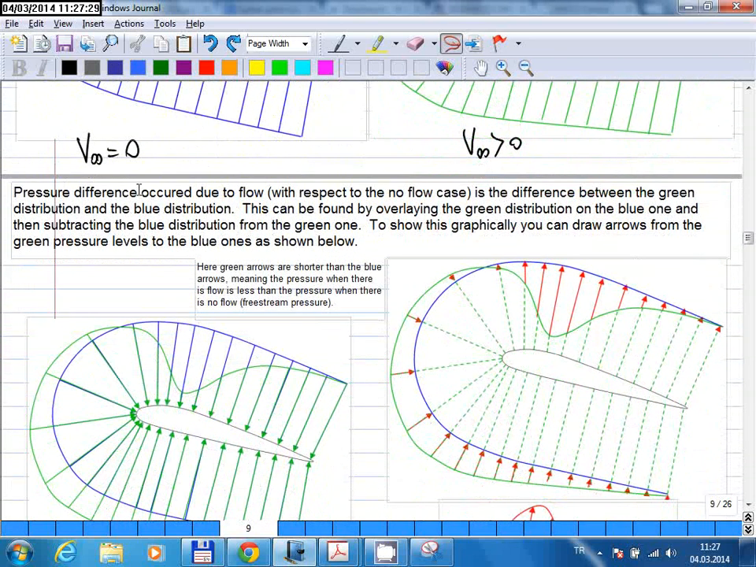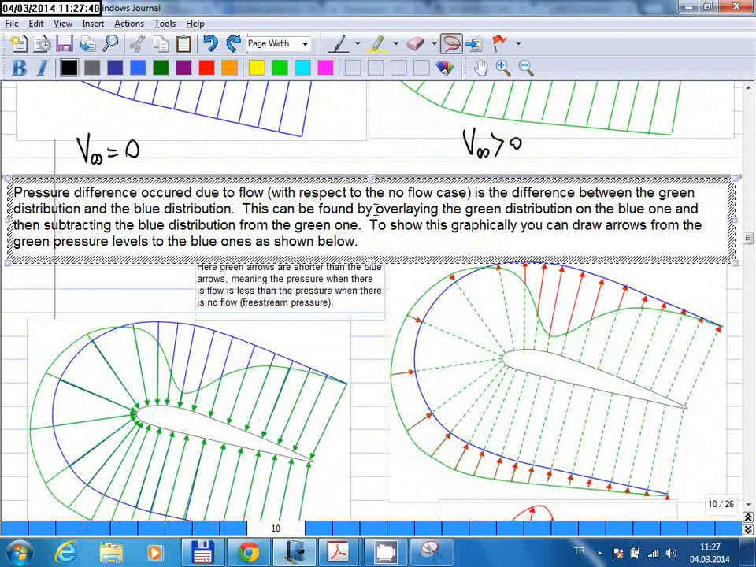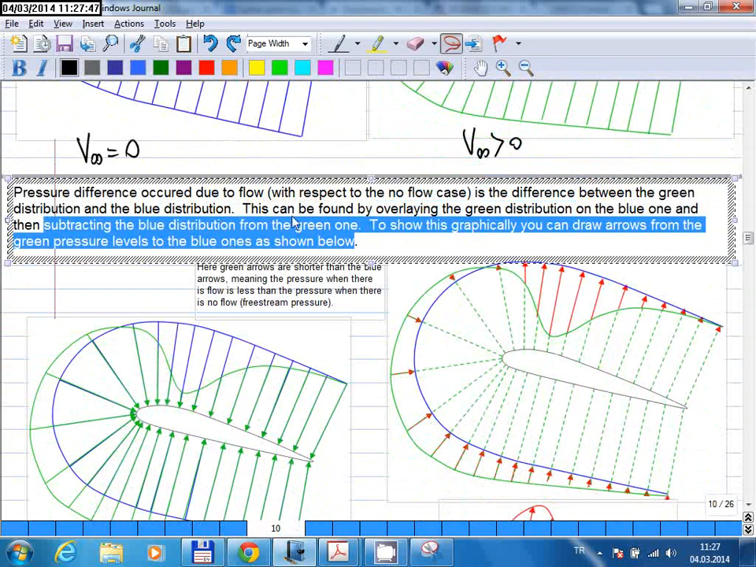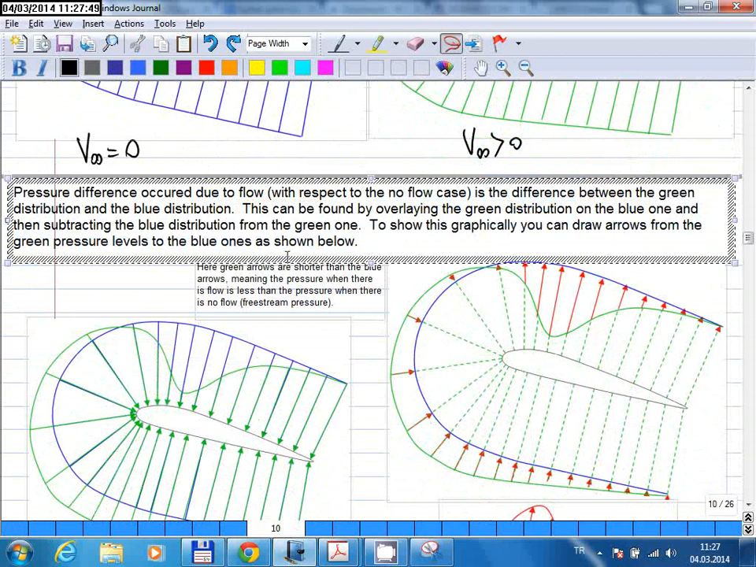Okay, so the pressure difference occurred due to the flow. It is the difference between the green distribution and the blue distribution. This difference can be found by overlaying the green distribution on the blue one and then subtracting the blue distribution from the green one. So we can do this graphically.